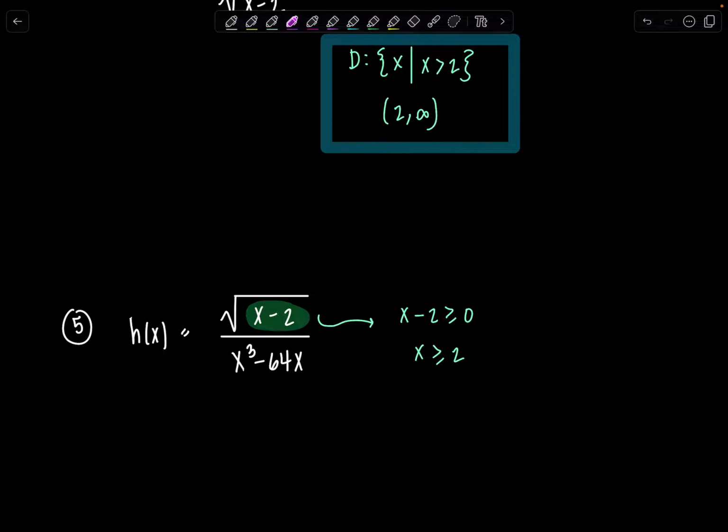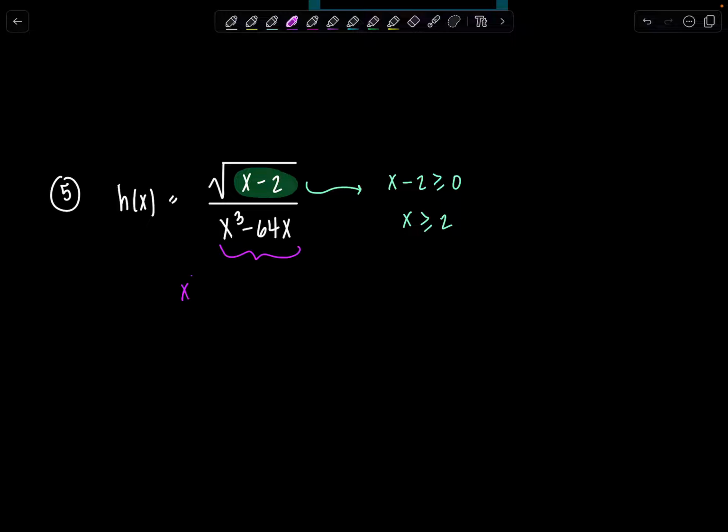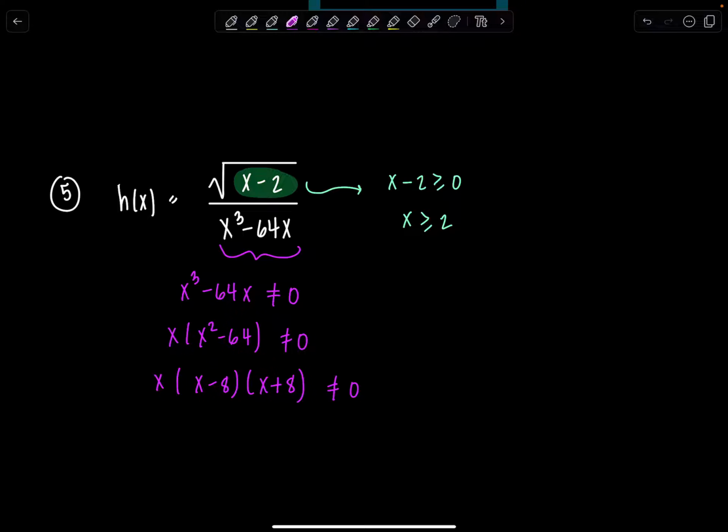What else? More things to consider. The denominator. I don't want the denominator to be 0. So I don't want x cubed minus 64x equaling 0. This cannot happen. Now let's solve for x. First factor out an x, and then you have x squared minus 64. I don't want that to be 0. X squared minus 64 factors more. It's a difference of squares, so it factors into x plus 8, x minus 8. And then now using the zero product property, I get that x can't be 0, x can't be 8, and x cannot be negative 8.